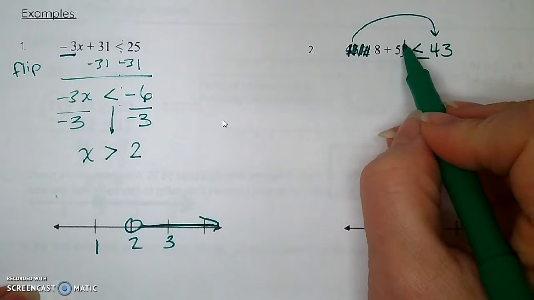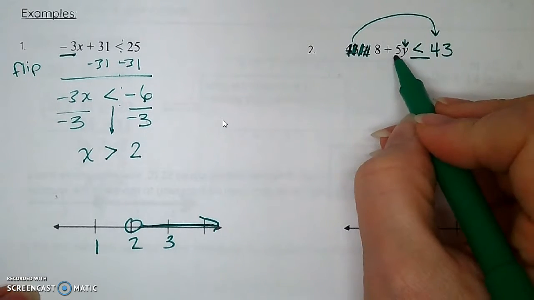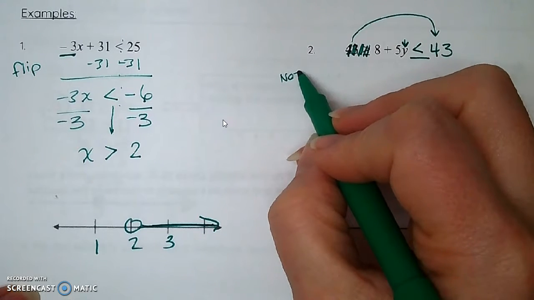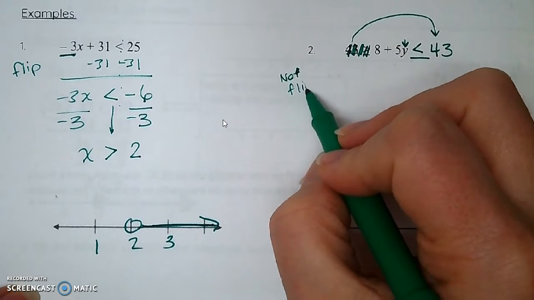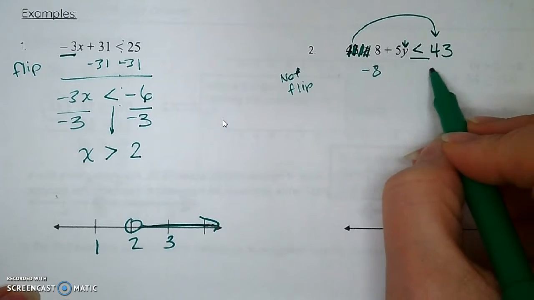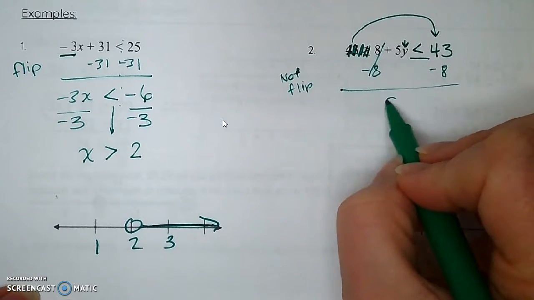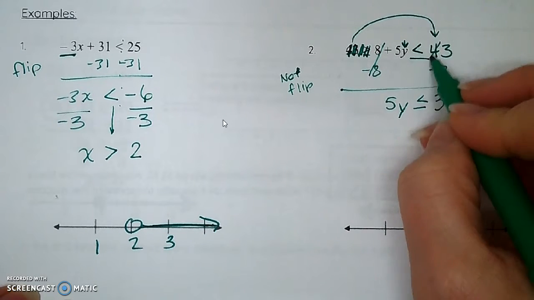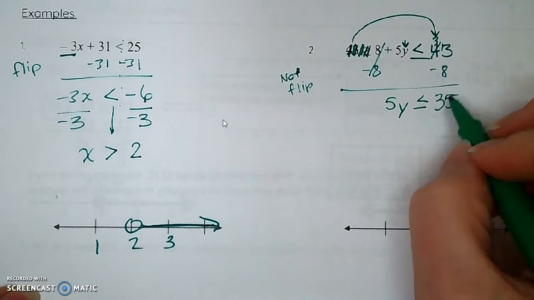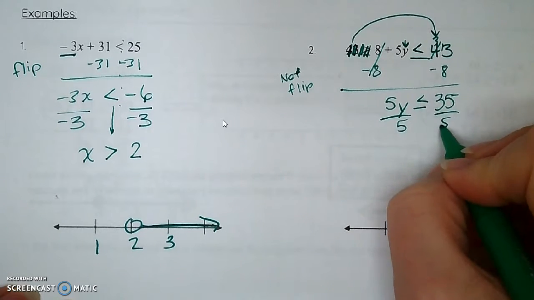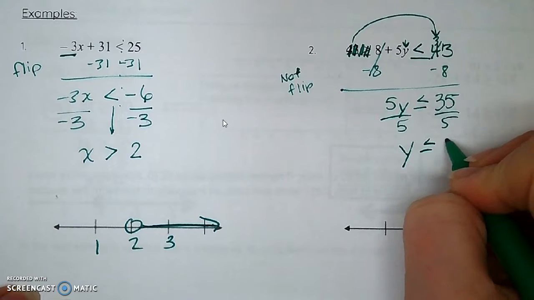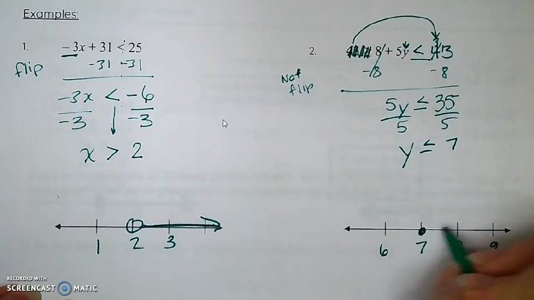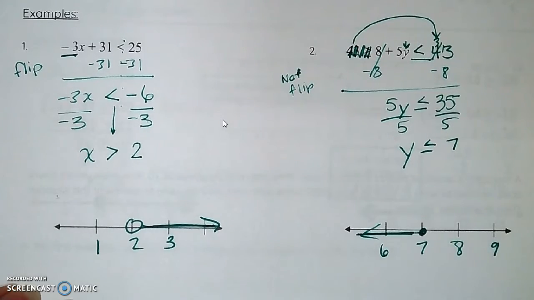When I come back in here, there is my variable, and that is a positive 5, so I'm not going to flip the symbol when I get done. I'm going to subtract 8 from both sides. Divide by a positive 5, and y is less than or equal to 7. It means I'm going to shade in that direction.